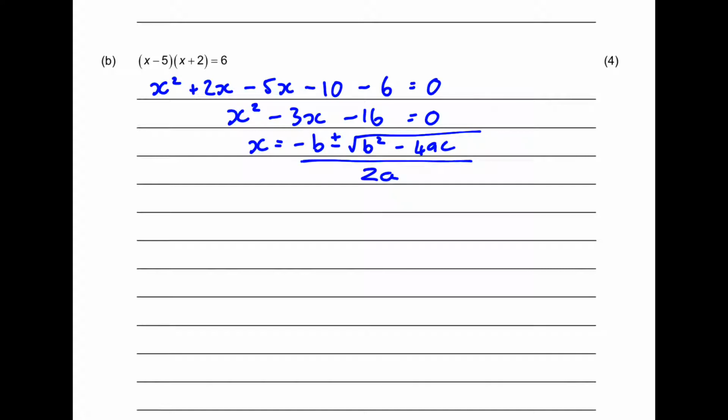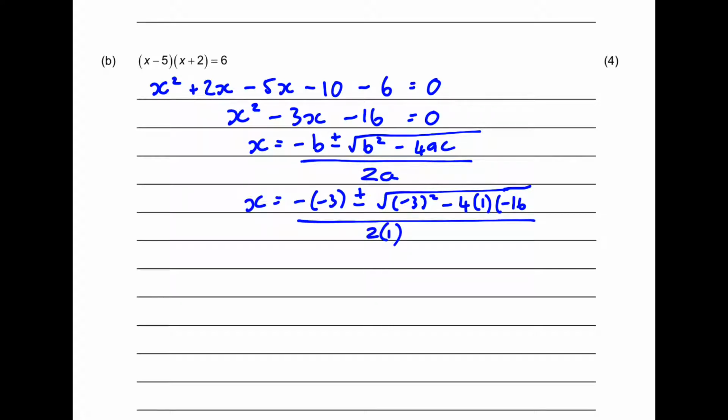Right. This next step is important. Your substitution step often gets you at least 1 mark for the method, but sometimes a mark for accuracy and a method for your correct values that you substituted in, and you've done it correctly into the correct formula. So our B value is minus 3, and inside the surd, that means minus 3 squared minus 4 times our A value, which is 1, and our C value, which is negative 16. Okay, and that's all over 2a, which is 2 times 1.